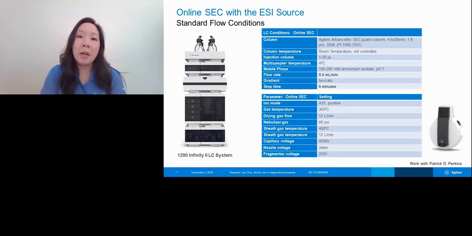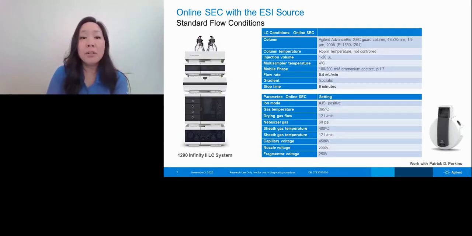Mobile phases range from 100 to 200 millimolar ammonium acetate, and the flow rate is a lot higher than what we normally would use, which is 0.4 mLs per minute. And it's an isocratic run, and essentially it's a 6-minute run. Below are the source conditions outlined for the AJS source.